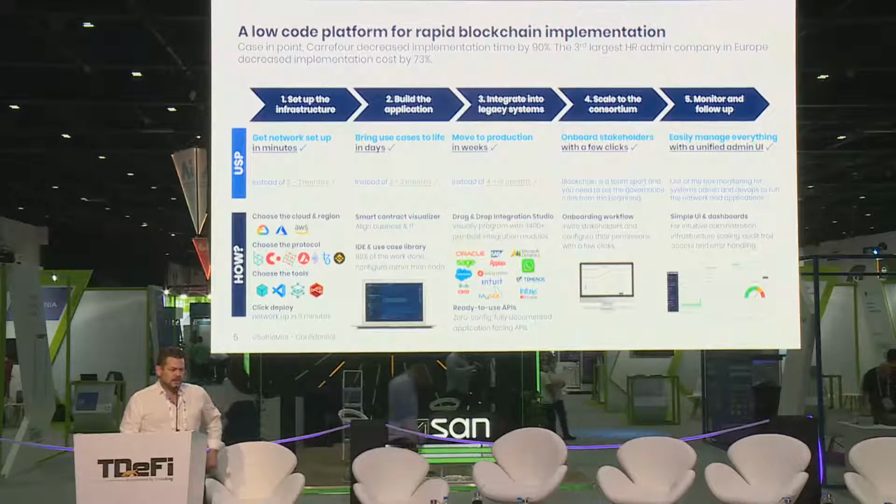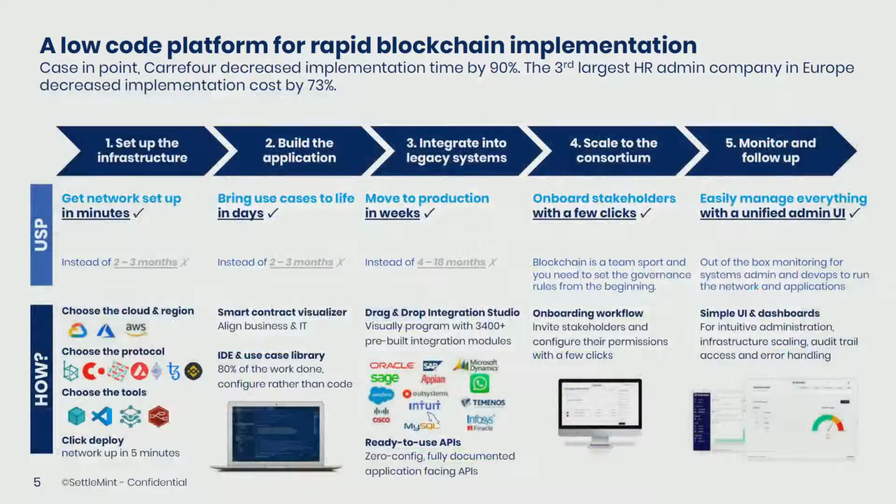Looking at a typical blockchain journey, it's an application development lifecycle: setting up infrastructure, deploying nodes, building an application, integrating that with legacy systems, so bridging between the off-chain world and the on-chain world, and then scaling that to a consortium. So a blockchain is a team sport. You need to onboard other stakeholders into the ecosystem that you're building in order for it to make sense to use blockchain. And then once that's all done, you need a systems admin interface in order to monitor what's going on chain and with the applications that have been built.